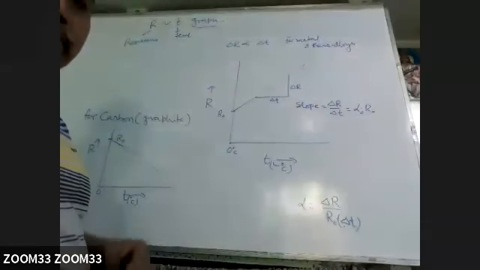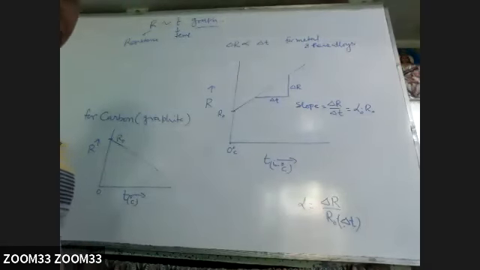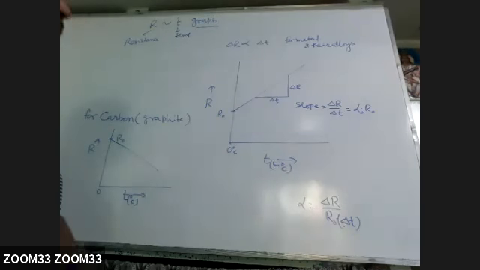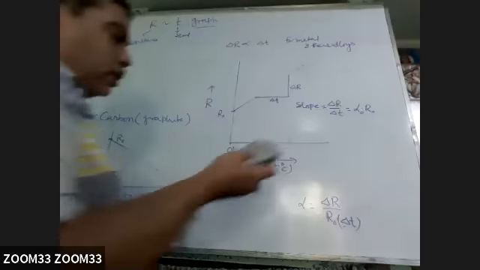But there are some special cases also, like manganese, German silver, Constantan. What is the effect of temperature on them? No effect, sir. No effect. So what type of graph will come? Constant. Straight line parallel to the x-axis. Straight line parallel to the temperature axis.